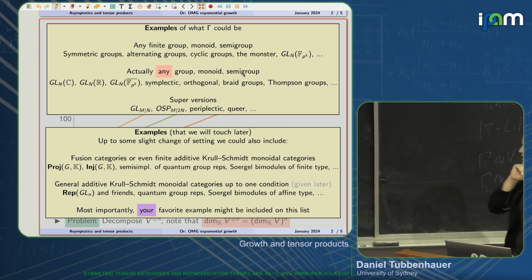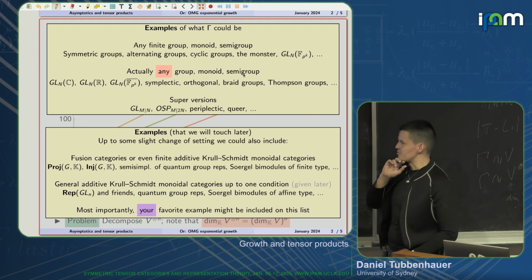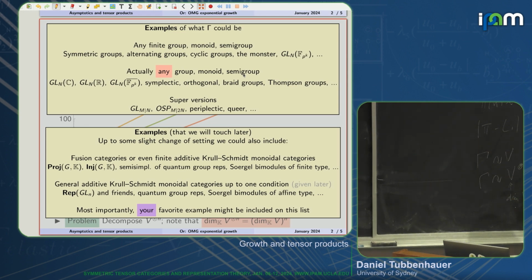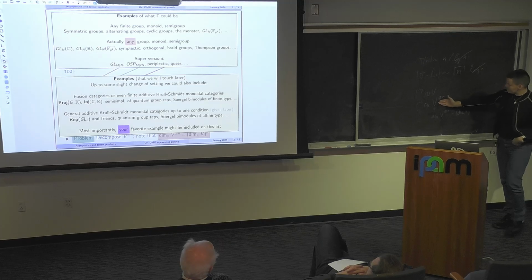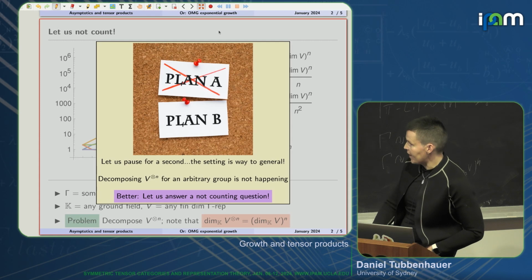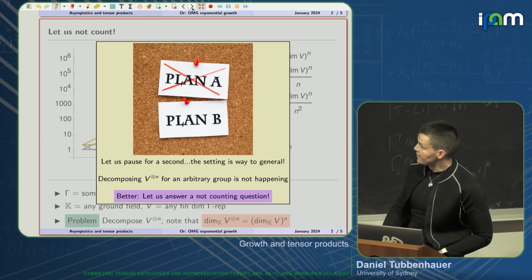The only thing you ever need is something like, I will be very precise later, an additive Krull-Schmidt monoidal category. And then you can play a game like this. Essentially, I only need that this problem makes sense, that I can decompose my space into summands. And then I can actually get an answer. Okay, so this is not going to happen, so let's answer a different question.